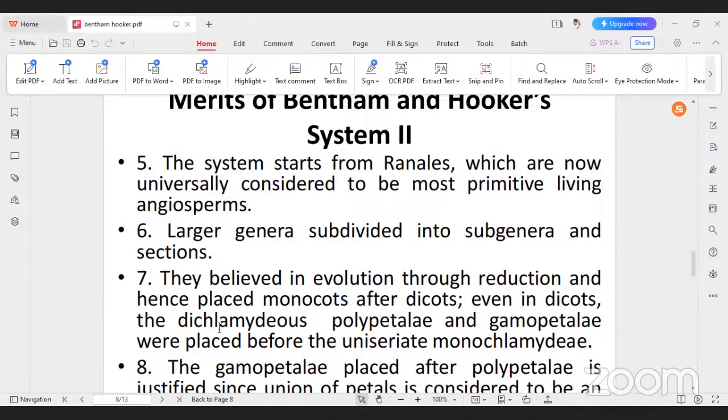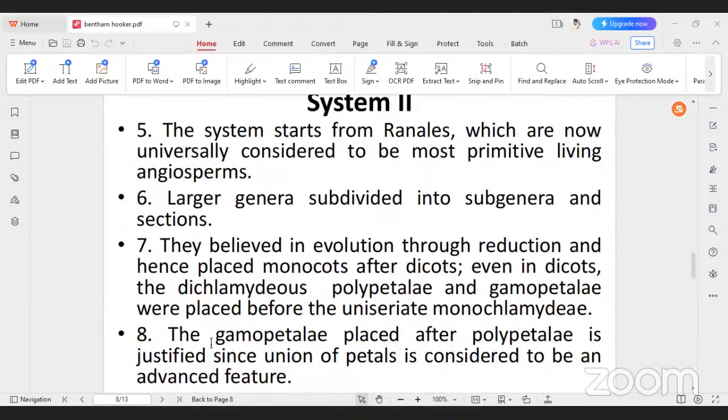there are two whorls, sepals and petals, not a single perianth. That is the first, free, then fused. Later, the uniperianth, the uniseriate Monochlamydeae. And the Gamopetalae placed after Polypetalae, that is also justified.